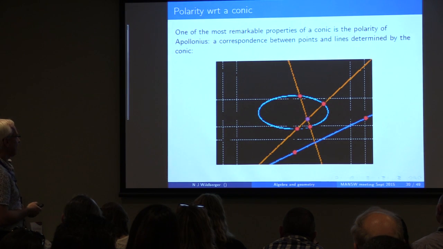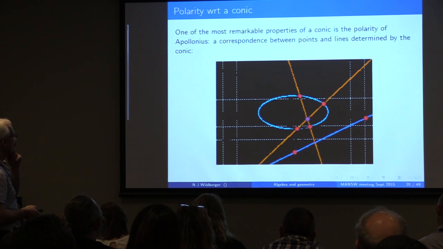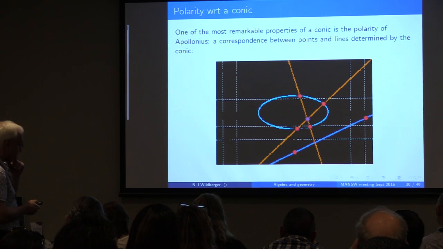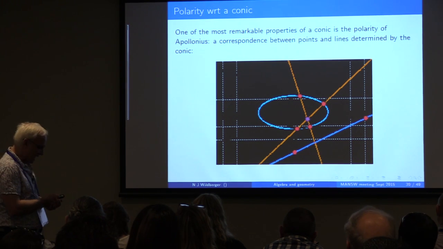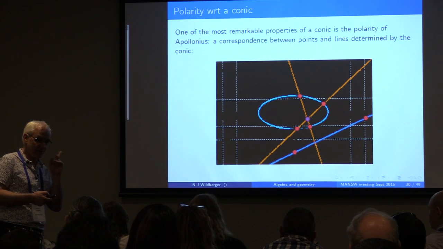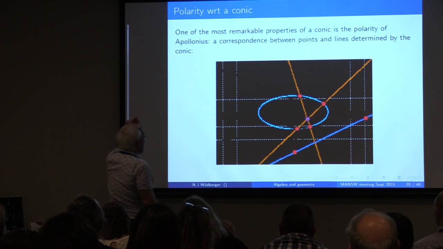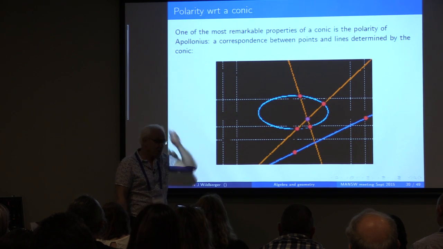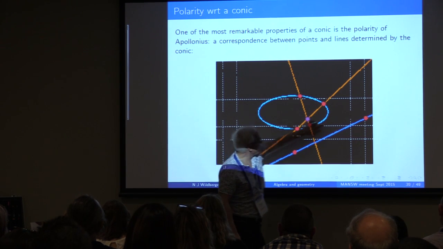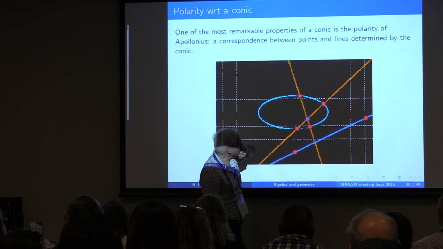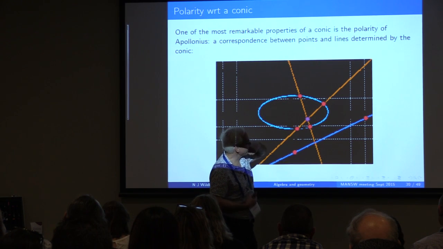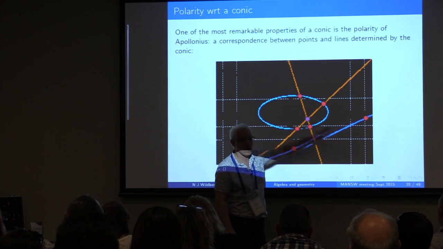Okay, this diagram, for some reason, doesn't come out very well, but it's another very, very beautiful and important discovery of Apollonius again, going back to 200 BC. It's really one of the most remarkable properties of a conic. So if you have a conic in the plane, like this one here, then there is a correspondence that ensues between points and lines.